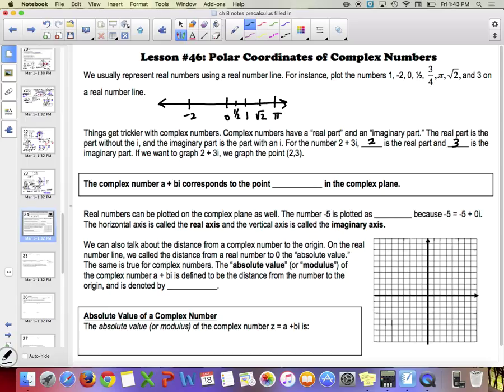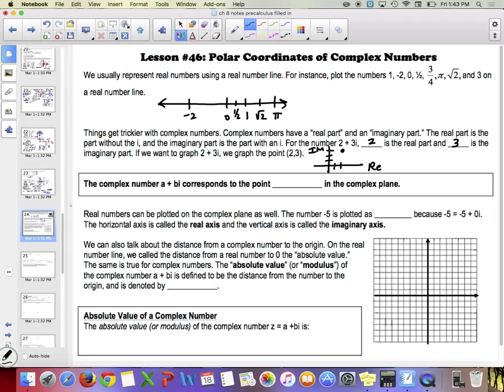And we didn't really talk about this too much in Algebra 2. I just said this is the real part, this is the imaginary part. But the reason that we do that is because we graph it on the real axis and the imaginary axis. So if I want 2 plus 3i, what I graph is the point (2, 3). So that represents 2 plus 3i.